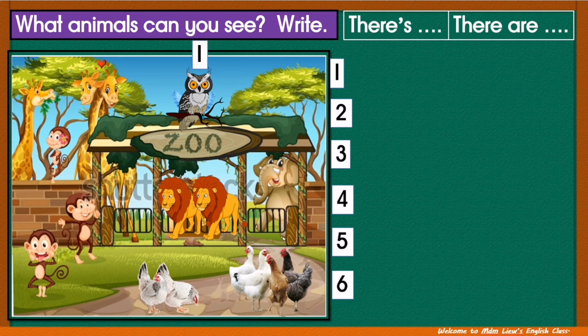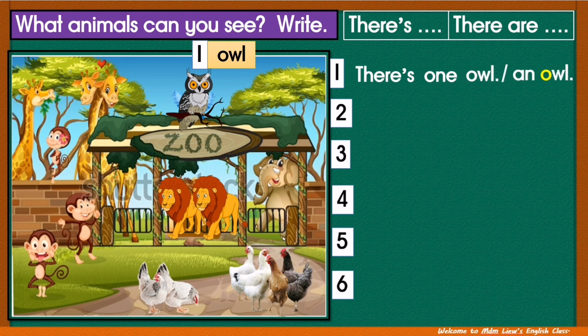What is this? It's an owl. How many owls can you see? 1, right? So begin your sentence with yes, there's, followed by the number yes, 1, and the noun yes, owl. Instead of one owl, we can also use an owl because the noun owl begins with a vowel sound. There's one owl or there's an owl.